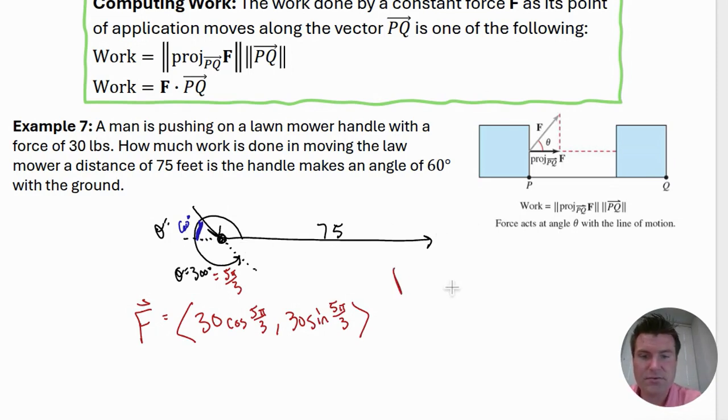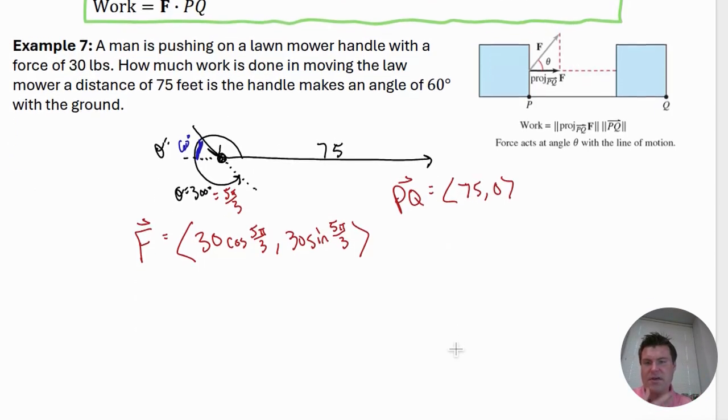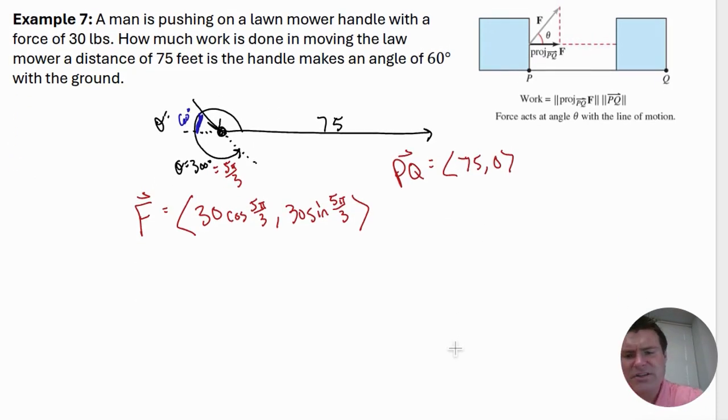So our PQ is going to be (75, 0), because there's no vertical, it's all horizontal. And actually I'll finish F real quick. So F: cosine of 5 pi over 3 is going to be 1/2. So 30 times that is 15. And this one right here is going to be negative 15 root 3. Yeah, negative 15 root 3.